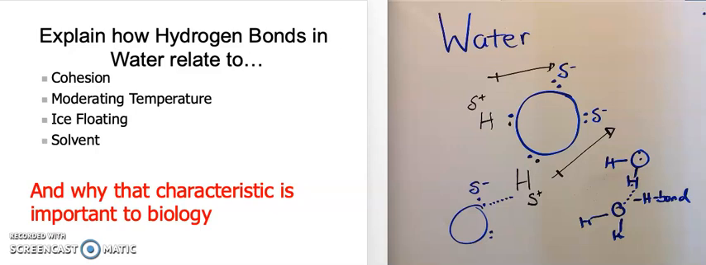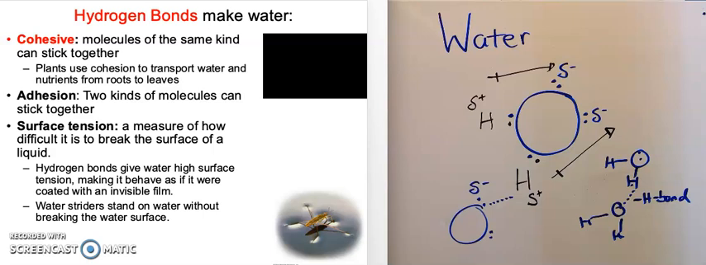So some of those characteristics that water has is cohesion. Water molecules stick to each other. It's good at moderating temperature. It helps ice float, and it's an excellent solvent. And all of these are really important for biology. So let's start with cohesion.